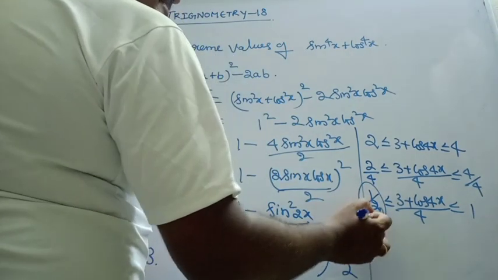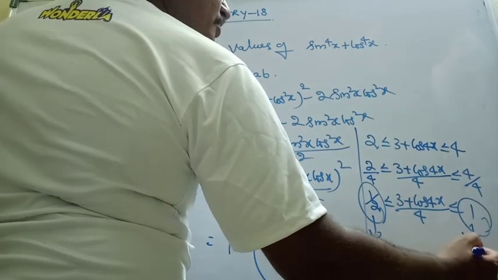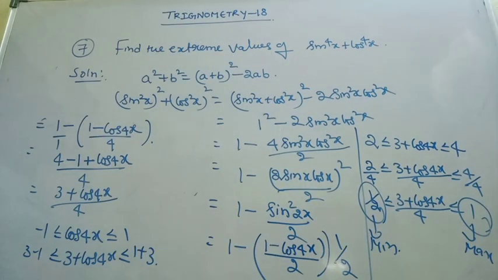That means the minimum value is 1 by 2, and the maximum value is 1. Minimum value is 1 by 2 and the maximum value becomes 1. You have got it nicely by using this formula: a² plus b² is equal to (a plus b) whole square minus 2ab, right?